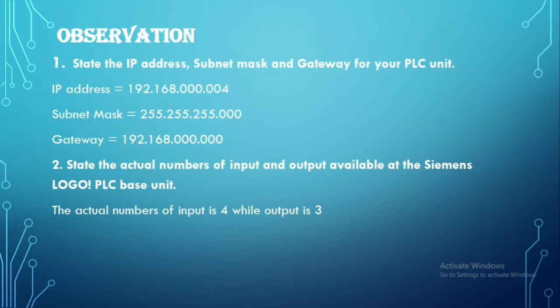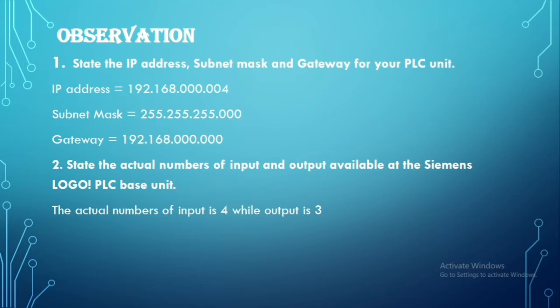Okay, for the IP address, it is 192.168.0.4. For subnet mask, 255.255.255.0. For gateway, 192.168.0.0. Okay, that's all for question number 1.